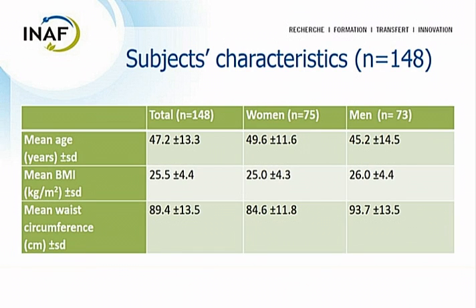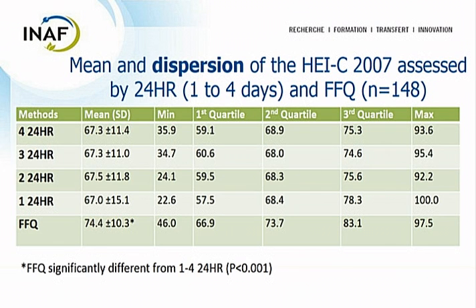So here's the subject characteristics. The mean age was 47 years old, the mean BMI was 25, so it's pretty average. Here you see the mean and dispersion of the score with the different tools. First, for 1 to 4 days of 24-hour recall, the averages were not significantly different, and they spread quite similarly. But the result obtained from the food frequency questionnaire was significantly higher than the other methods.